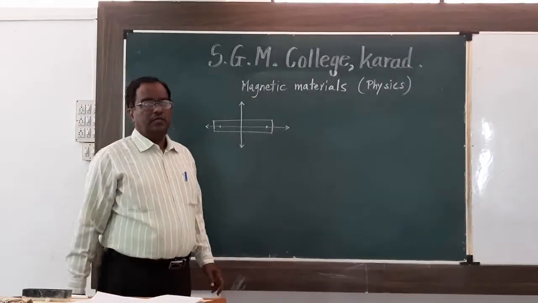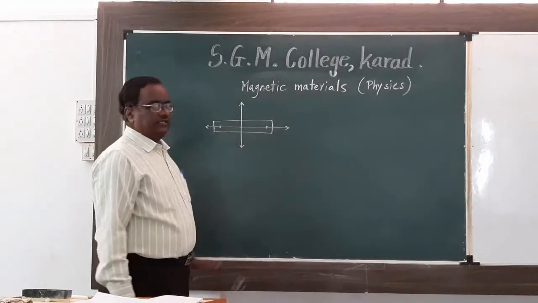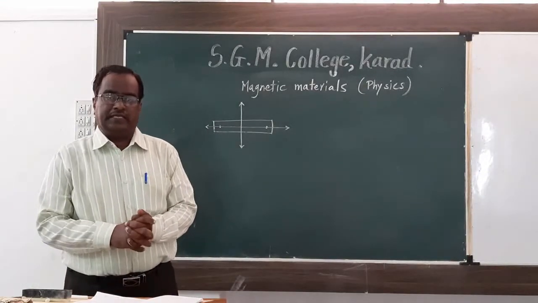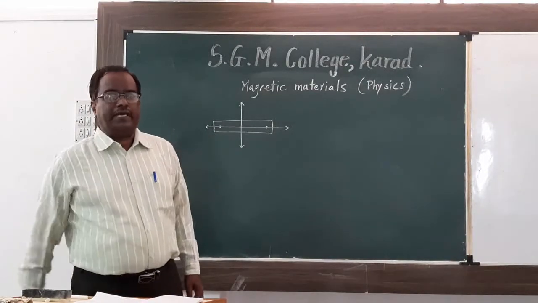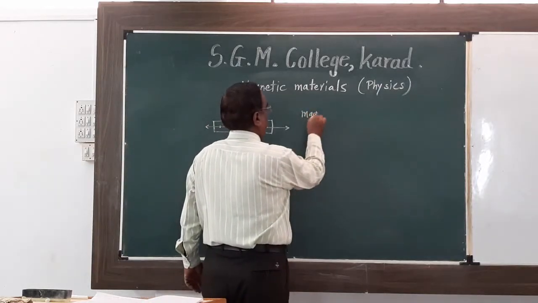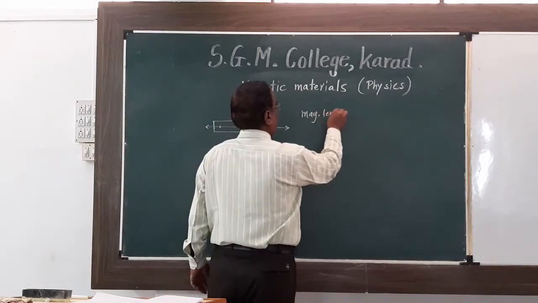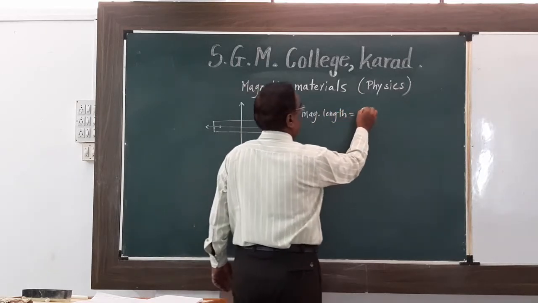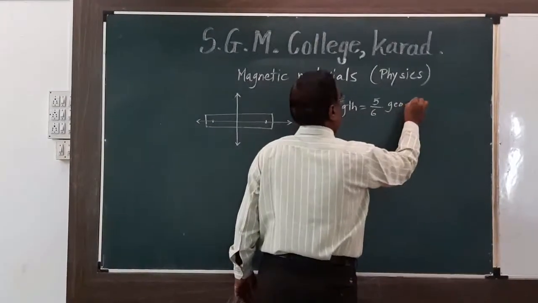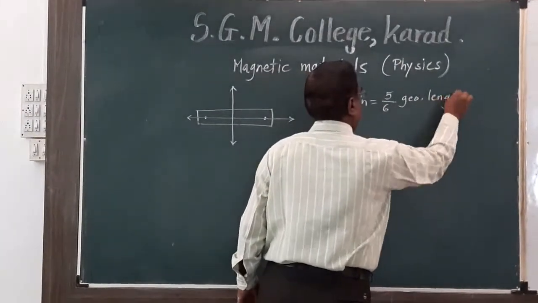Also, the magnetic length is smaller than geometrical length. The relation between magnetic length and geometrical length is given by magnetic length is equal to 5/6 geometrical length.